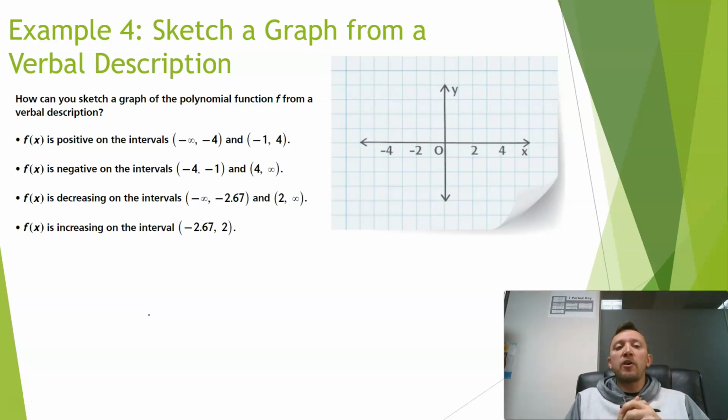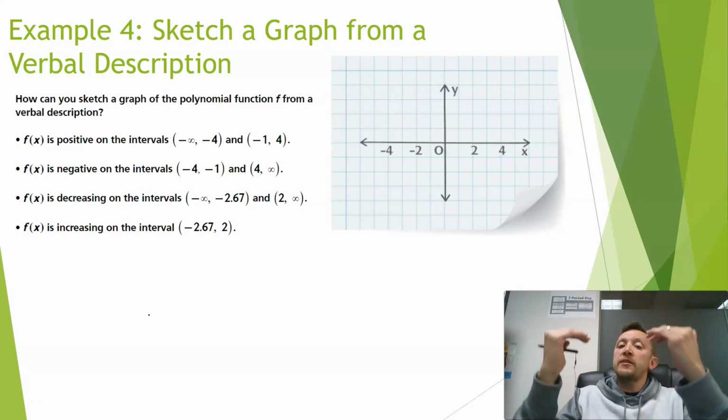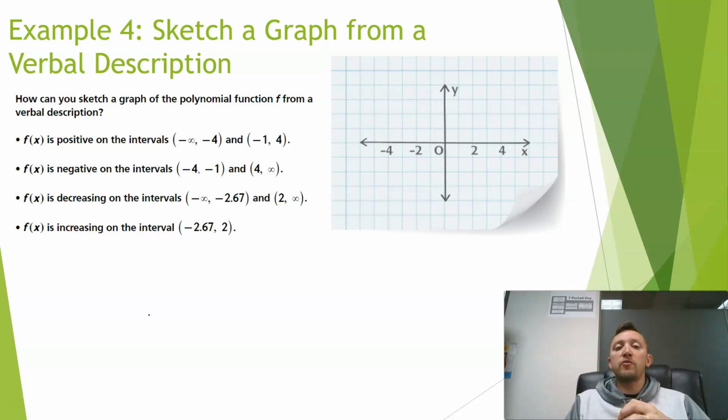They talk about it being positive, so that means it's going to be above the x-axis from when x is negative infinity to negative 4, and from negative 1 to 4. So in those intervals, the graph is going to be above the x-axis. And then it's going to be negative on the intervals from where x is negative 4 to where x is negative 1, and from 4 to infinity. It's going to be below the x-axis. It's going to be negative on those intervals.